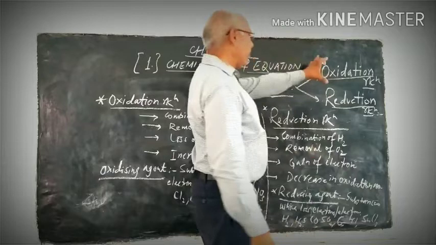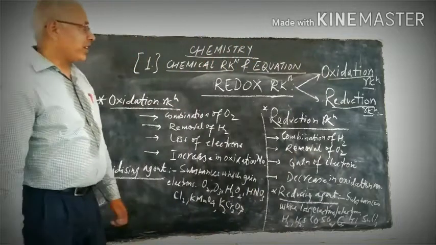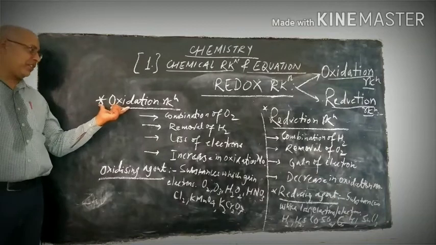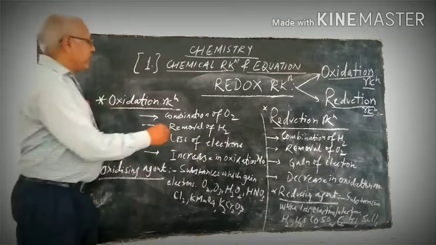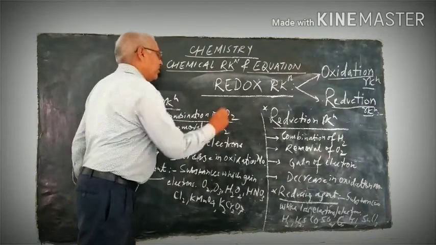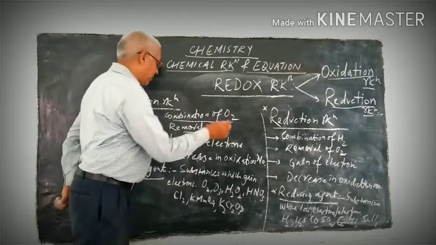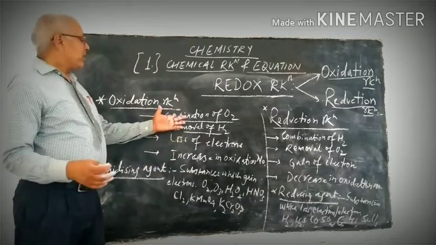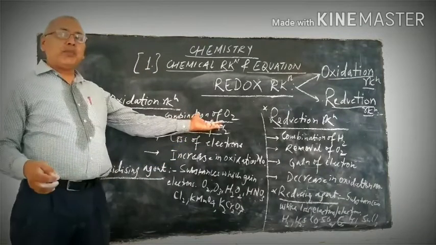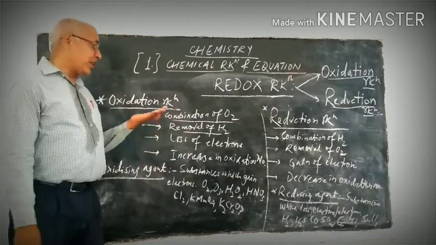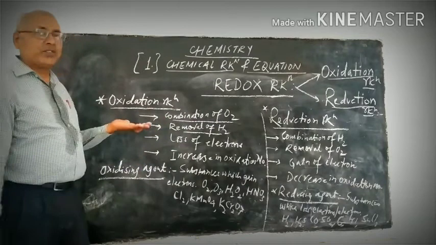One by one we will learn about oxidation and reduction. First of all, we will learn about the oxidation reaction. Actually it is the addition of oxygen, same as the removal of hydrogen. In some reactions there is no involvement of oxygen and hydrogen, and in those cases students do not know how to identify whether a reaction is oxidation or reduction.